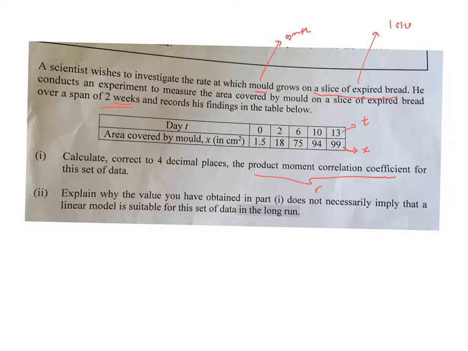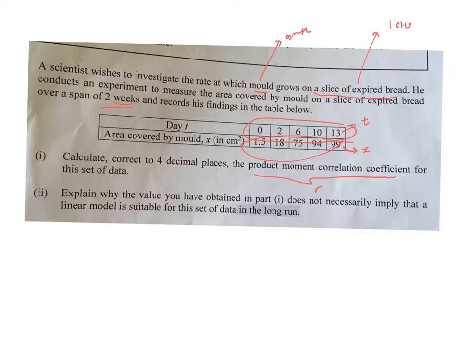Part 1 is very straightforward, it's very procedural. All I need to do is key in a list 1 consisting of t and another list 2 consisting of x. Part 2: explain why the value obtained in part 1 does not necessarily imply a linear model is suitable for this set of data in the long run.